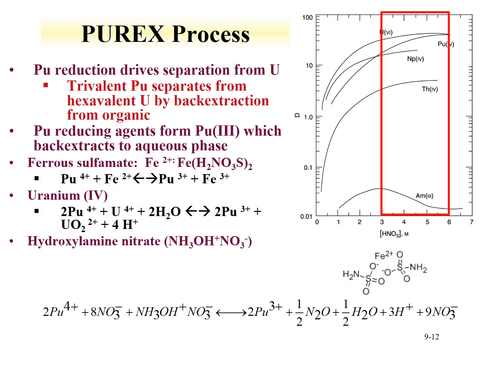Another reducing agent is shown here, hydroxylamine nitrate. The reaction is a little bit more complicated. We have plutonium-4 going to plutonium-3 with hydroxylamine nitrate. We form nitrous oxide, water, acid, and nitrates. Again, at the end, the waste here is easily treated. Both hydroxylamine nitrate and the uranium-4 reduction routes are used within the Purex process.